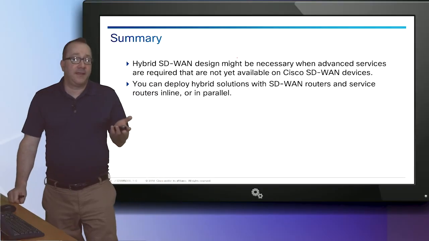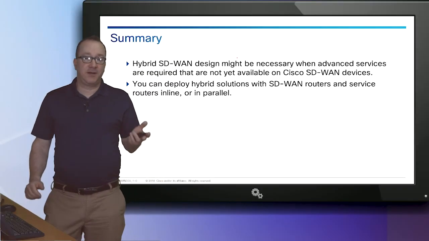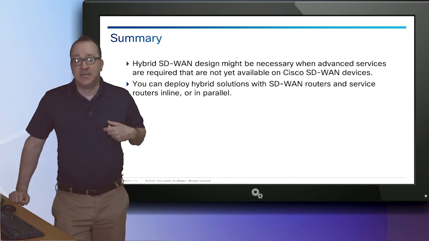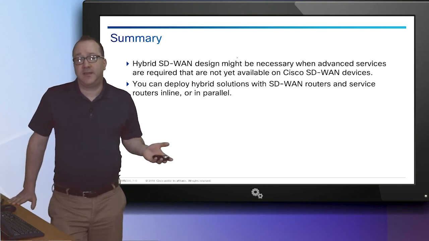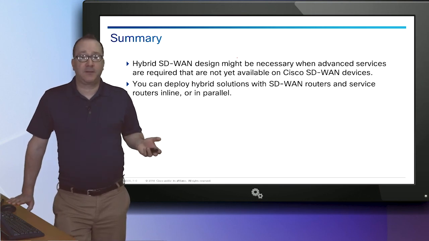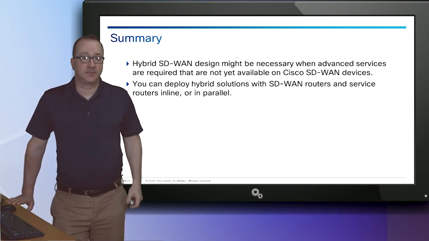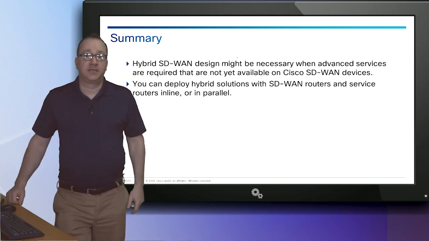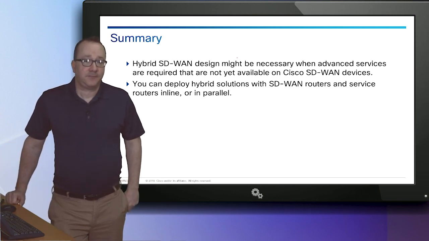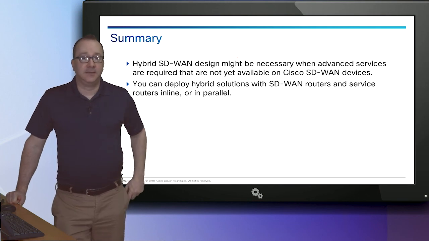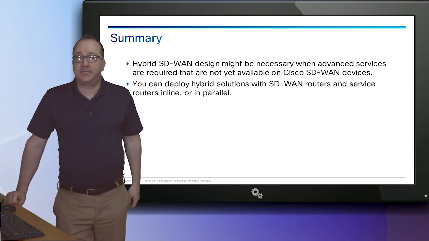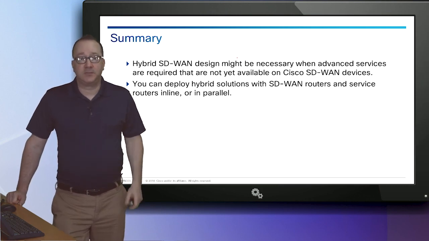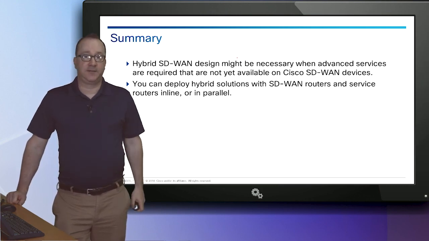So in summary, the hybrid SD-WAN design might be necessary when advanced services are required that are not yet available on the Cisco SD-WAN devices. We don't support voice yet on the SD-WAN. We don't support wide area application acceleration or UCSE modules. So if you're dependent upon those services, you're going to want to keep those in an existing Cisco platform running IOS XE. You can deploy hybrid solutions with SD-WAN routers and service routers inline or in parallel. The best case will always be inline. It's the simplest way to set these up.